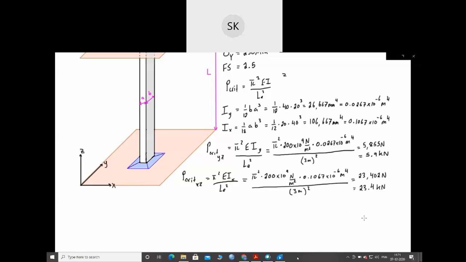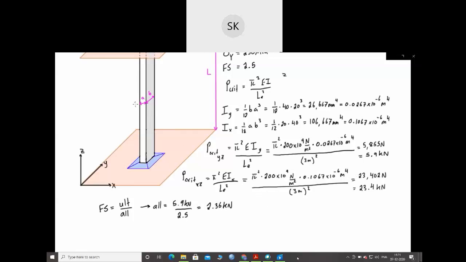Now, we can figure out our allowable load if we set our factor of safety up here as 2.5. If you remember, the factor of safety is equal to the ultimate load over the allowable load. And if our ultimate load for buckling is 5.9 kilonewtons, then the allowable load is going to be equal to 5.9 kilonewtons over 2.5. So our allowable load for buckling with this factor of safety of 2.5 is going to be 2.36 kilonewtons.